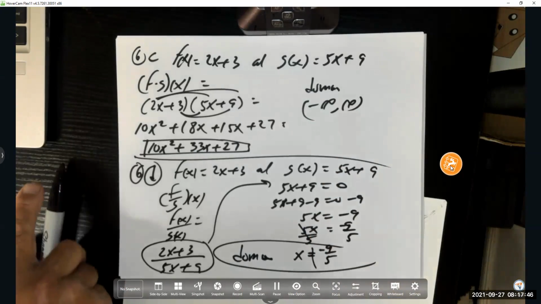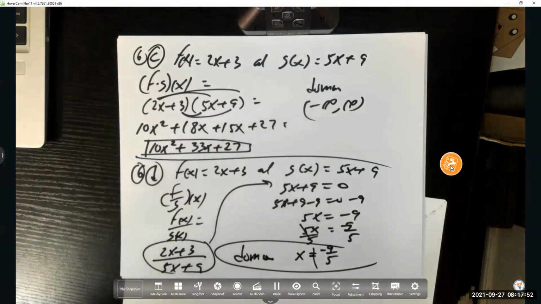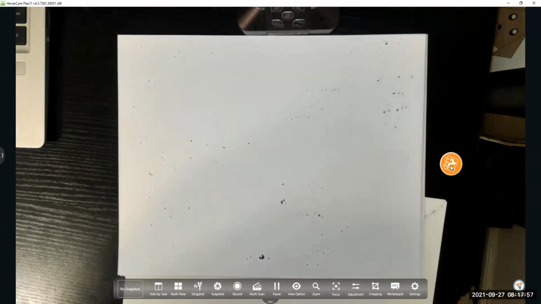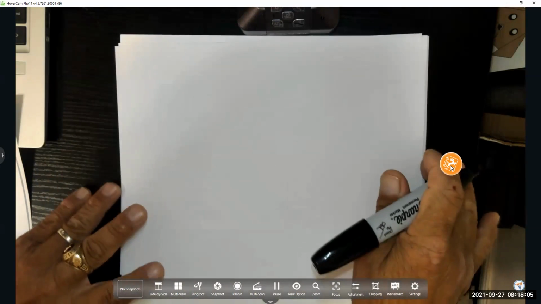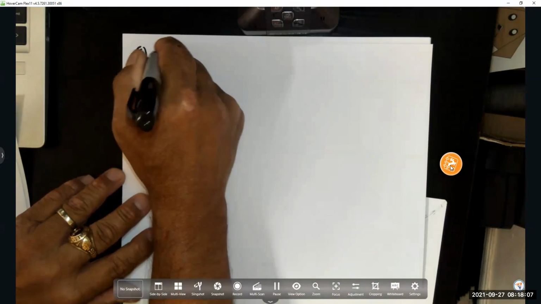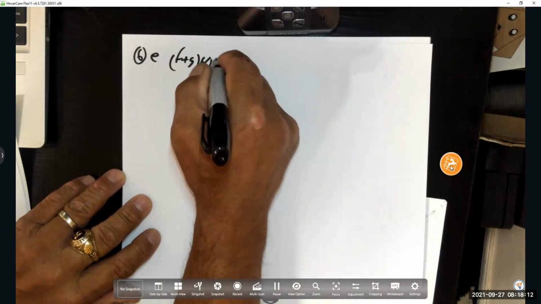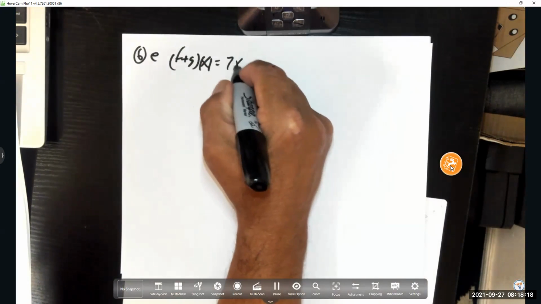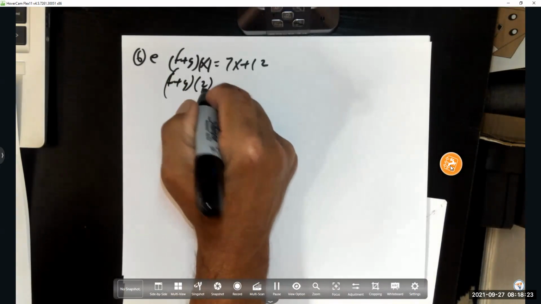Okay, there's A, there's B, there's C. All right, I'm gonna do D, and let's see, E, F, G. Now, once you have these things, you gotta put numbers in it. Let's do number 6, letter E. It says f plus g of x. We did it earlier, and I got 7x plus 12. So let's find f plus g of the number 2.